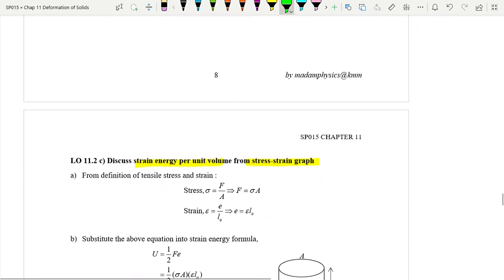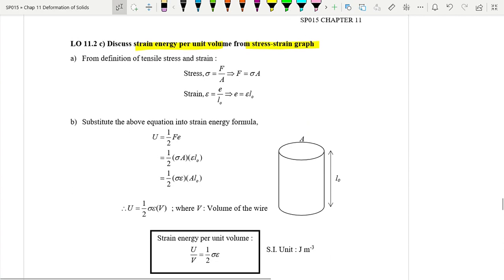Okay, and last kita nak discuss tentang strain energy juga. Simbol dia U tetapi per volume daripada graph of stress versus strain. Okay, so ini adalah formula untuk stress, F over A. So kita just rearrange je, jadikan F sebagai subjek. Ini adalah formula strain. Kita jadikan E sebagai subjek. Kita akan dapat epsilon times L naught.